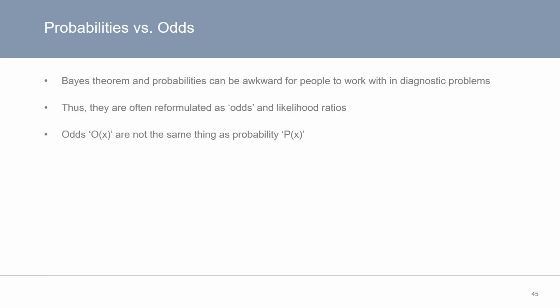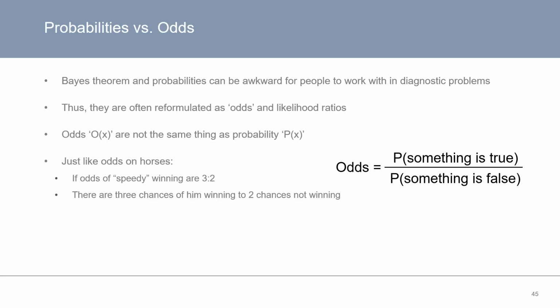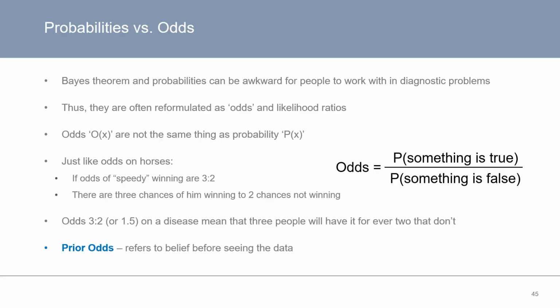Odds, specified in the form O of x, are not the same thing as probabilities, given the form P of x. Odds are calculated using this equation, involving the probability that something is true divided by the probability that that same something is false. This is just like the odds in horse racing, where if the odds of a horse, Speedy, to win are 3 to 2, then there are 3 chances of him winning to 2 chances of him not winning. Odds of 3 to 2, or 1.5, on a disease mean that 3 people will have it for every 2 that don't. The term prior odds refers to the belief in something before seeing any additional evidentiary data.